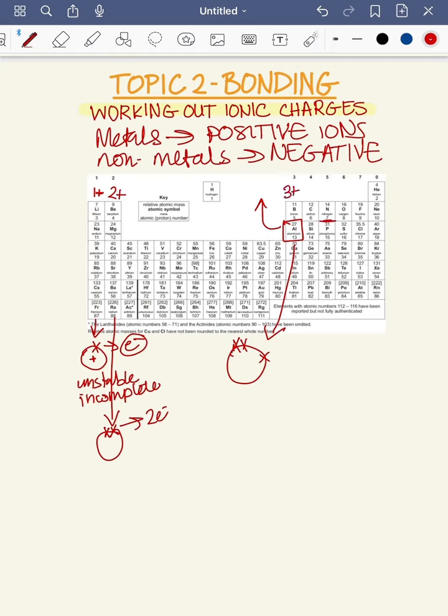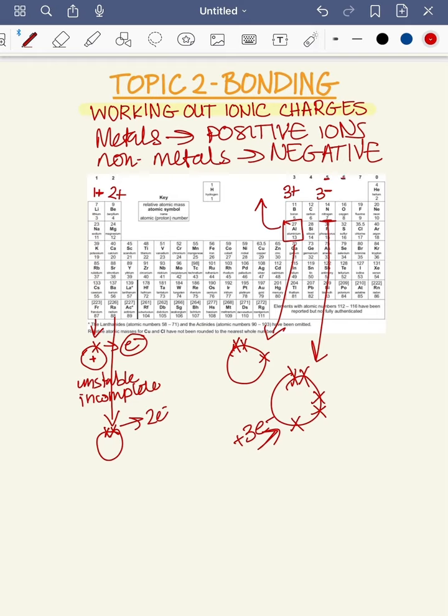Now when it comes to nitrogen, nitrogen is in group 5, therefore it has 5 electrons in its outer shell, so 1, 2, 3, 4, 5. Missing 3 electrons. It can gain 3 electrons or lose 5, so it's actually going to end up gaining 3 electrons. So now we've gained negative charge, so the charge on this ion is going to be 3 minus.